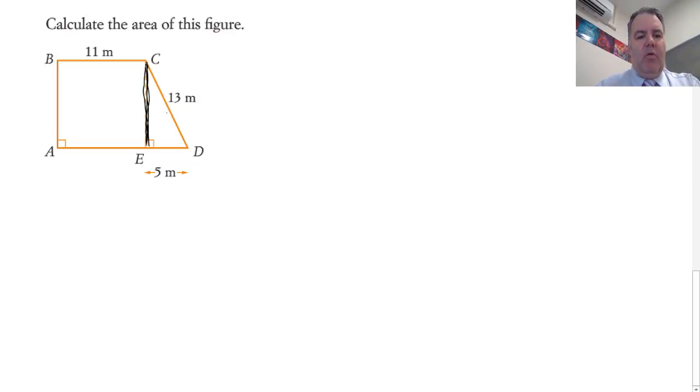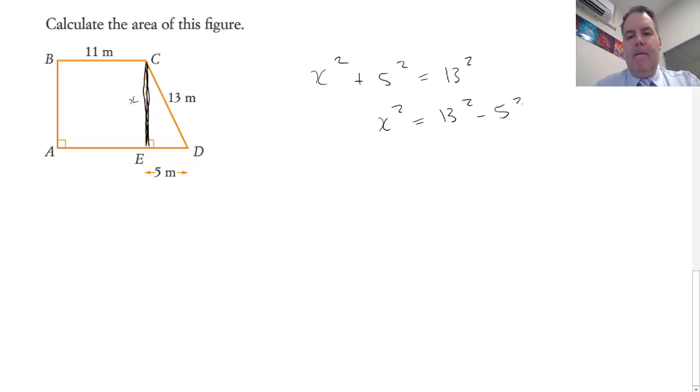If you look at this right angle triangle ECD, you can see right angle triangle. To find that height, we could use Pythagoras. So if I give that an x, we could say x squared plus 5 squared is equal to 13 squared. And a bit of Pythagoras here. X squared is 144. X is actually 12 meters. Okay, so Pythagoras there tells us the height there, and that's really all we need to find this one out.